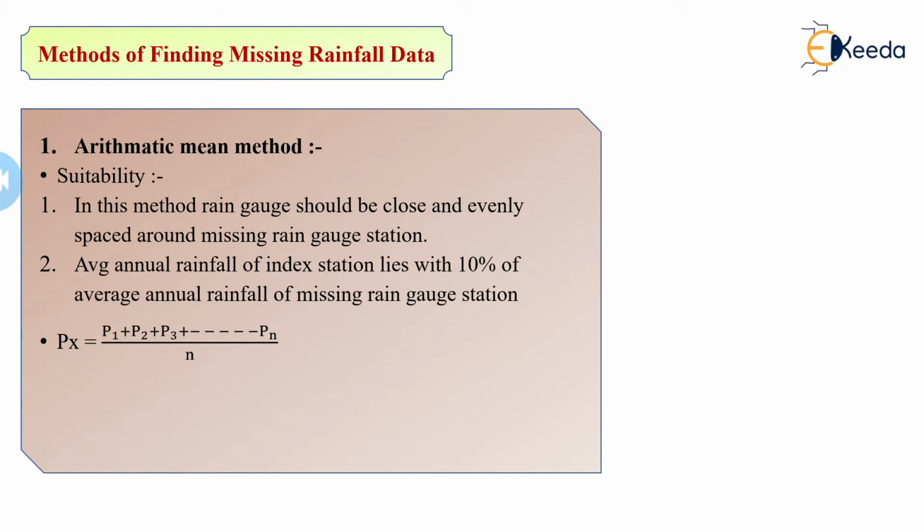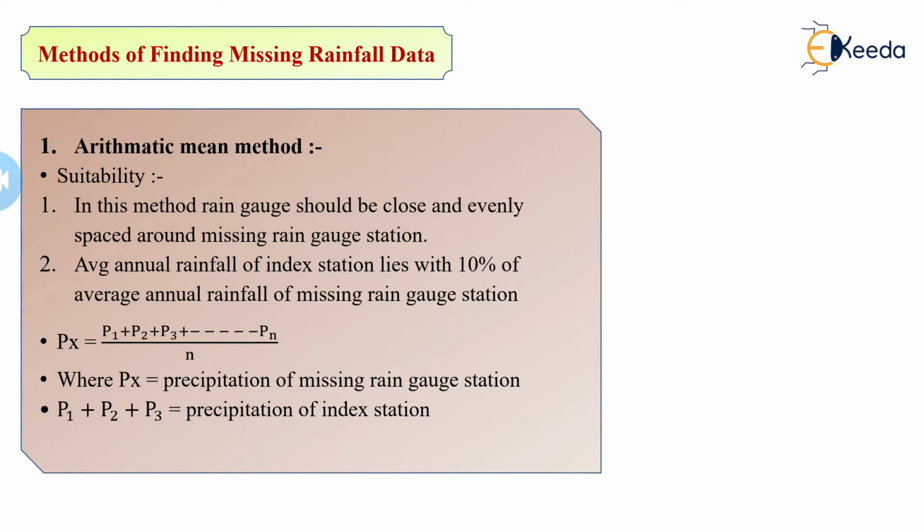And in this method, the rain gauges should be close and evenly spaced around the missing rain gauge station, as well as the data of at least 3 index or 3 existing stations should be available. Only in that condition can we use this method for finding out the missing rainfall data for the given catchment area. Here, Px is the precipitation of the missing rain gauge station. P1, P2, P3 are the precipitation of the existing or index stations, and small n is the number of existing rain gauge stations.